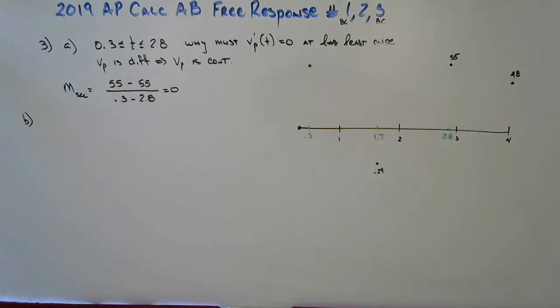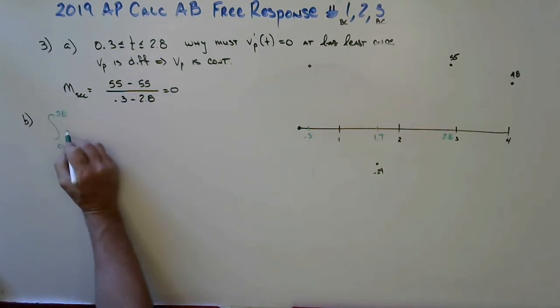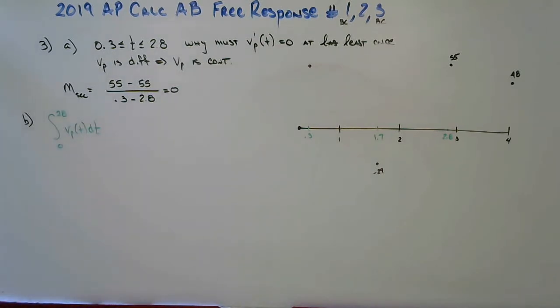Now they want us to use the trapezoid rule. What is that? With intervals from 0 to 0.3, 0.3 to 1.7, and 1.7 to 2.8 to approximate the value. So they want us to approximate the integral from 0 to 2.8 of Vp of t dt using the trapezoid rule. So first we're going to have to draw all of our trapezoids.